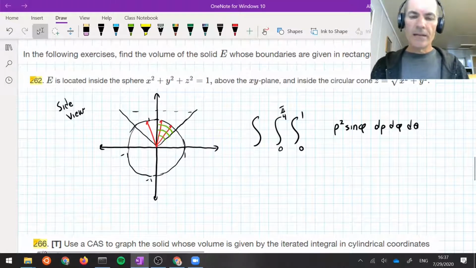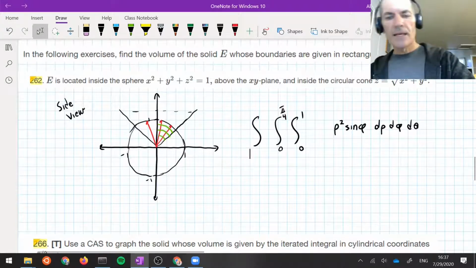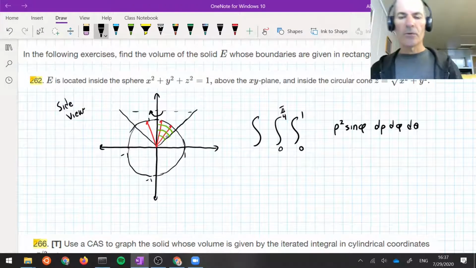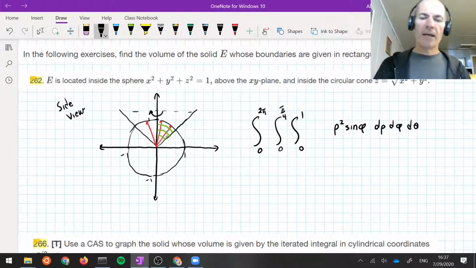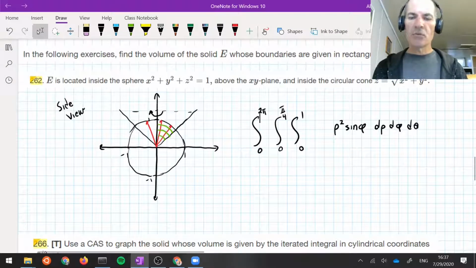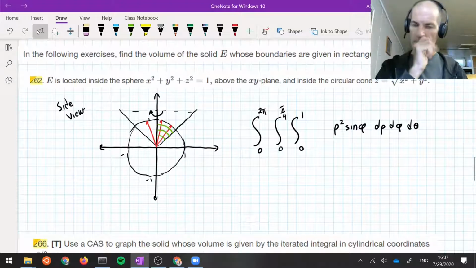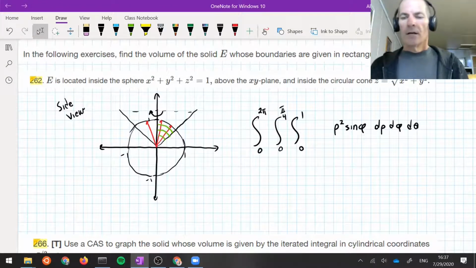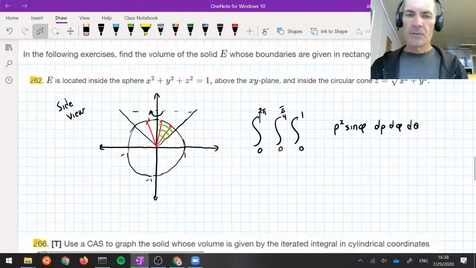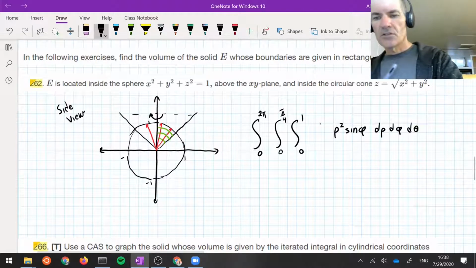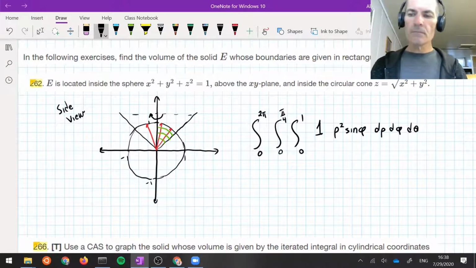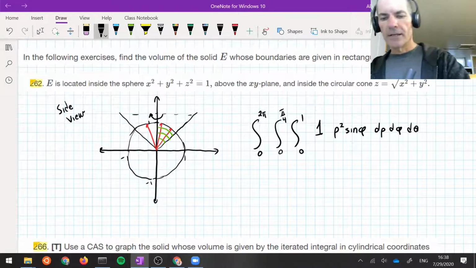Over what range of theta values do we need to encompass this entire volume? Theta needs to go all the way around, the full 360. So theta needs to go from 0 to 2 pi. And if we do that, you can imagine that these green traces in the phi direction are going to cover the whole volume. Okay, so what's left to do here? You're asked to calculate the volume, which means the integrand in this case is just 1. And now we're ready to integrate.